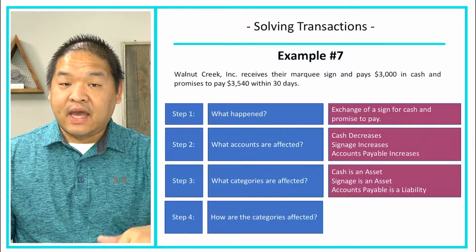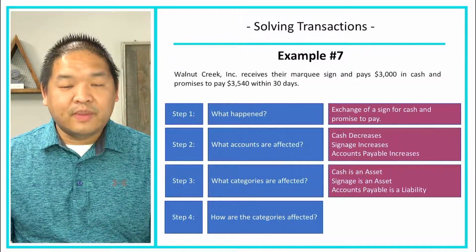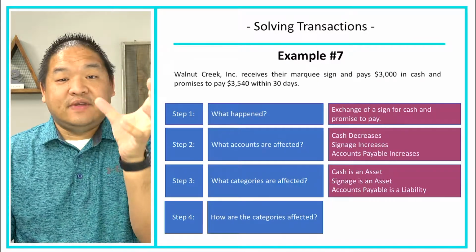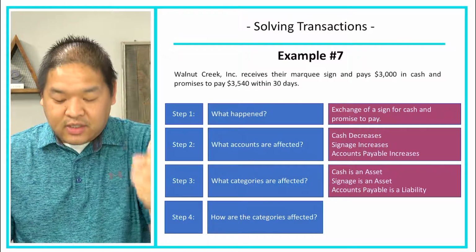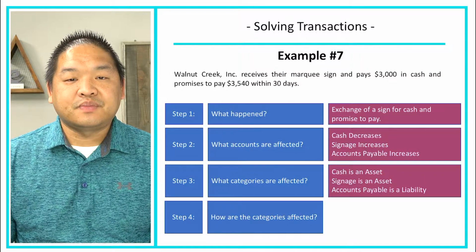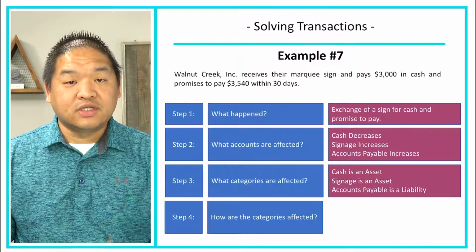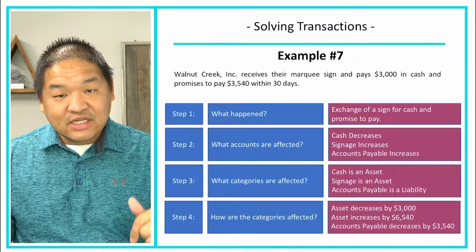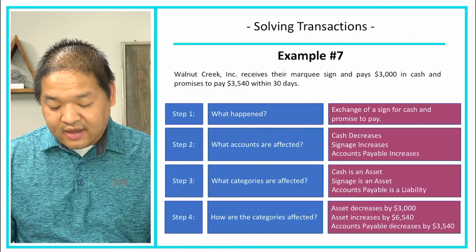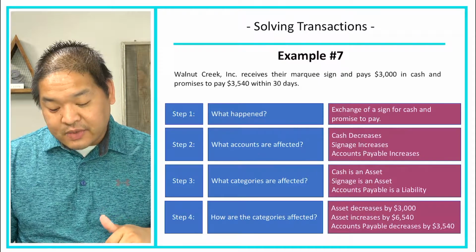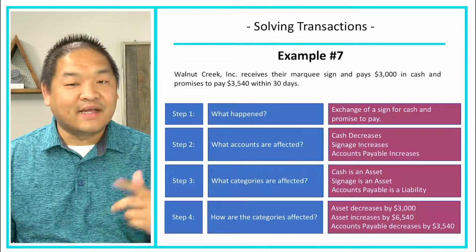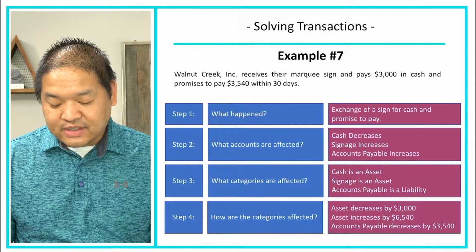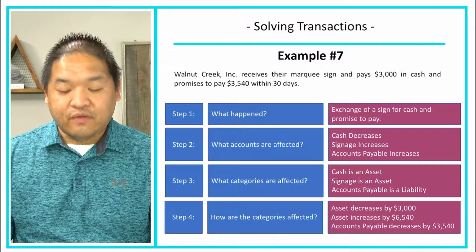It's going to go down, right? Out of our pockets, down. What about the signage? That's going to go up, right? We're receiving something of more value, so increase. What about the accounts payable? We're going to owe more, so that's going to go up as well. So the asset's going to decrease by $3,000, that's the cash. The asset's going to increase by $6,540, that's the sign. And then the accounts payable, or the liability, is going to increase by $3,540.